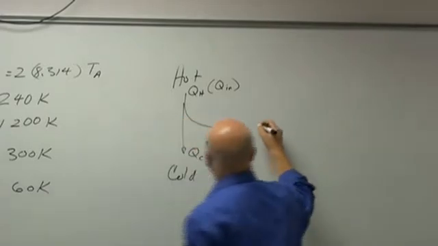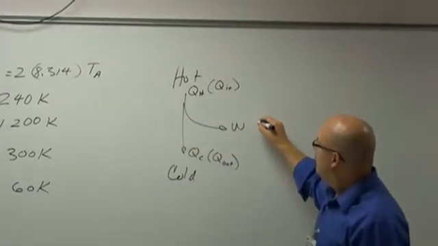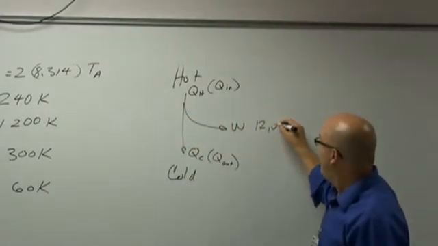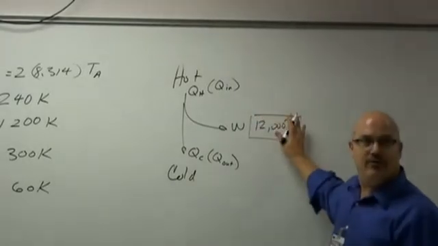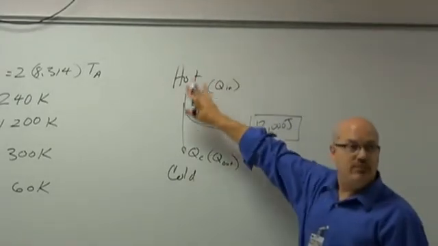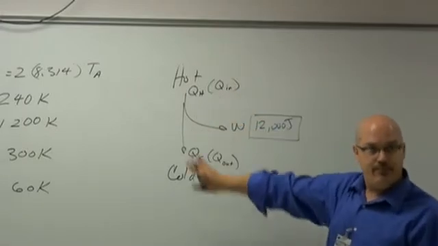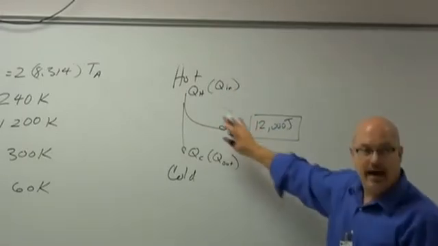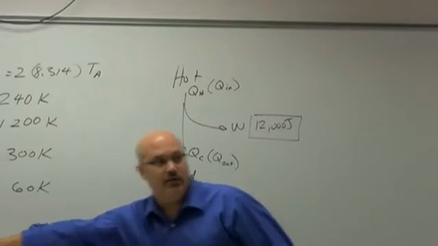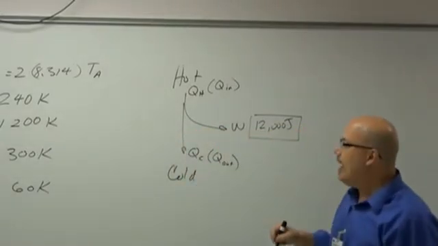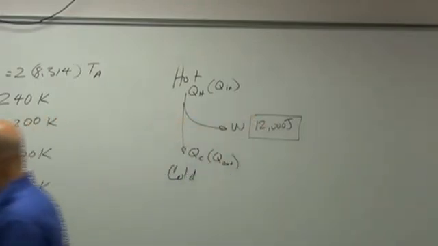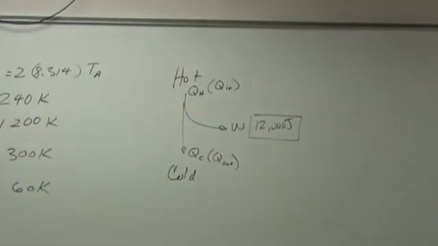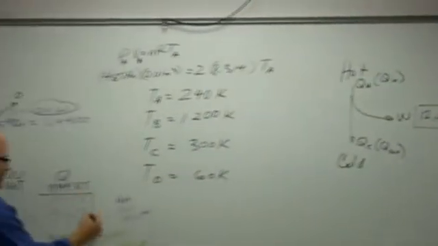What's our work? Negative 12,000 joules. Now I'm just going to leave it as positive 12,000 because I'm just doing magnitudes here, okay? So the magnitude of work that comes out, and negative tells me it comes out, is 12,000. Okay, how much heat comes out of the cycle? Which ones of these are coming out? All the negatives.